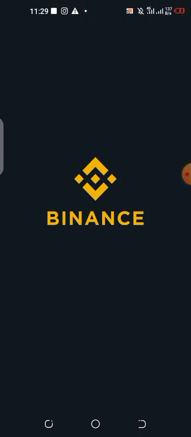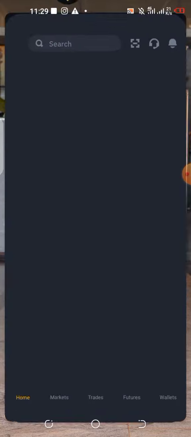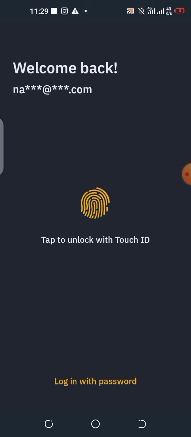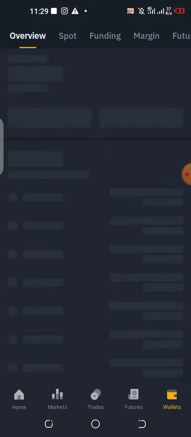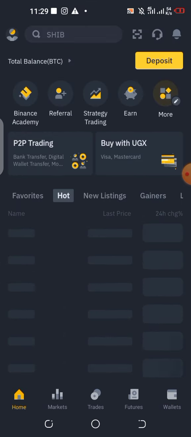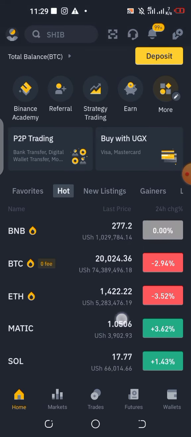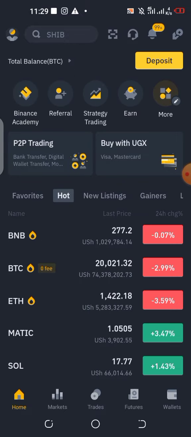So I'm tapping in Binance first. Yeah, this is Binance. I'm still logged in. The network is a bit poor, but it is okay. Right now, as you're seeing, the Bitcoin and Ethereum prices, and Solana, SHIB. These are some of the hot coins and some of my favorites.